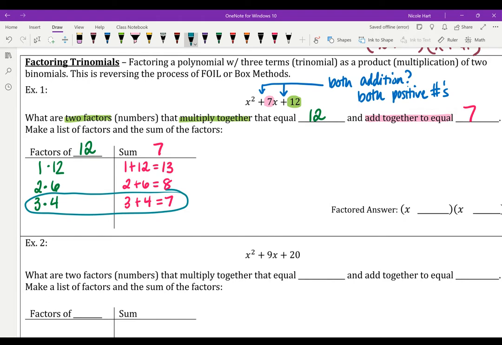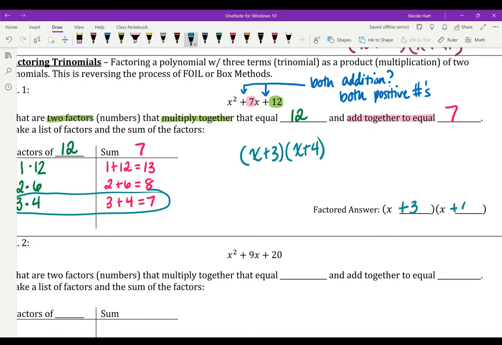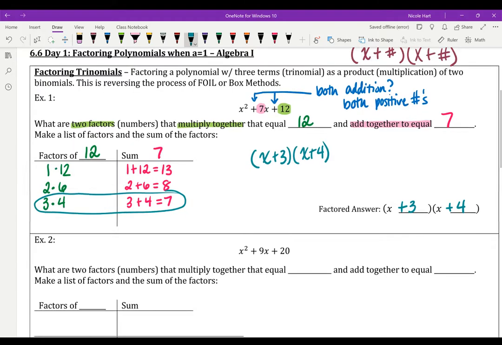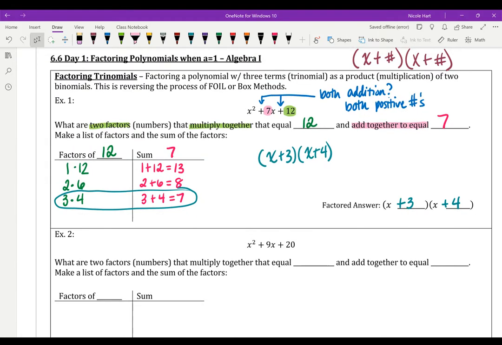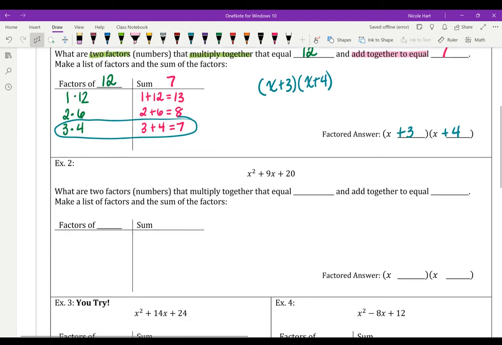And we are going to write that in parentheses as x plus 3, close parentheses, open parentheses, x plus 4. So you can use these pre-made ones over here that I used. And that's our final answer. That is all we are doing, is coming up with numbers that multiply together to be the last number when we're in standard form and add together to be the middle number in standard form. So let's look at another example.